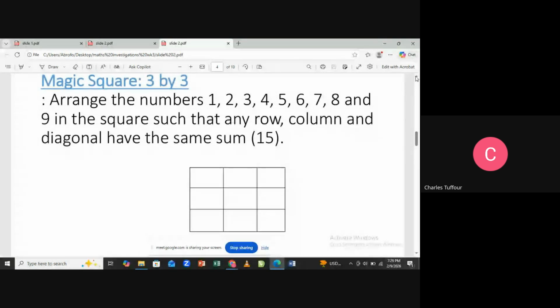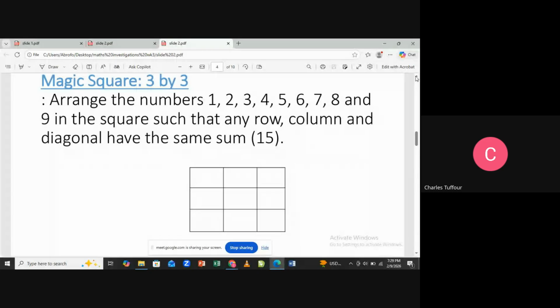Go to the second column. 9. Wait, go back to the first column again. 1 plus 1 plus 8. 1 plus 8 is 9, plus 6, 15. Okay, 15.